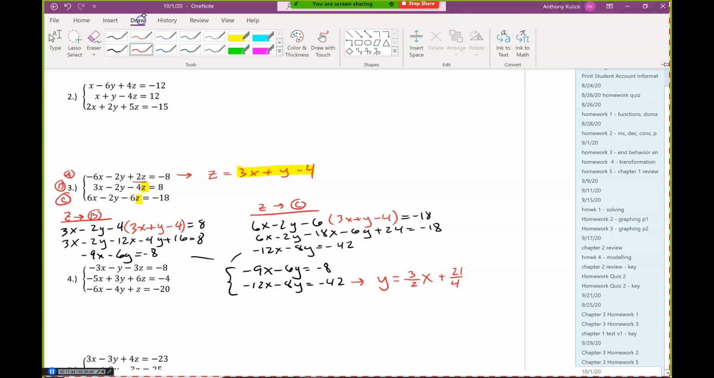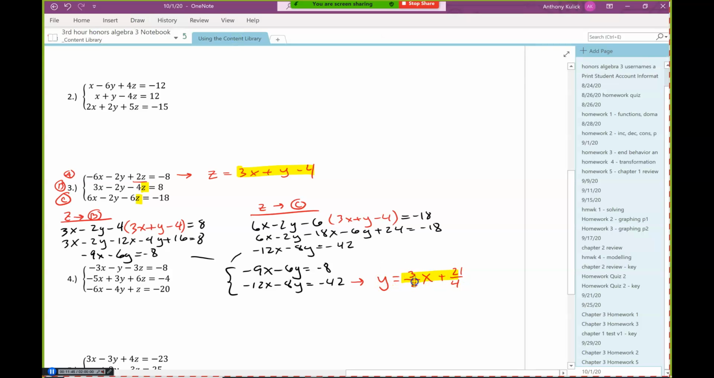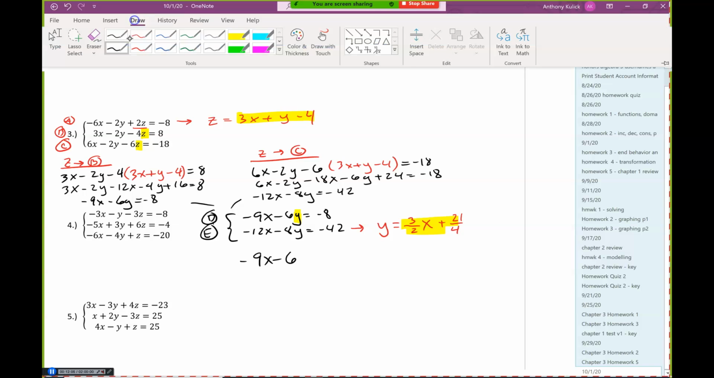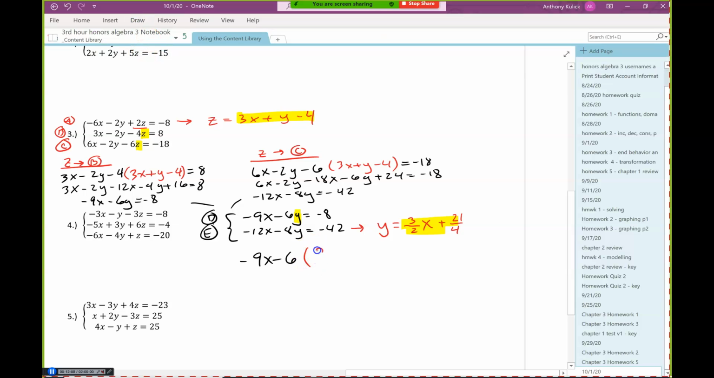And then we're going to take that, and we'll plug it back in for the y in equation. I guess I didn't label these. I guess we'll call them D and E. So we have -9x minus 6, but in place of the y, we're going to put in 3/2x plus 21/4. And then that's equal to -8.